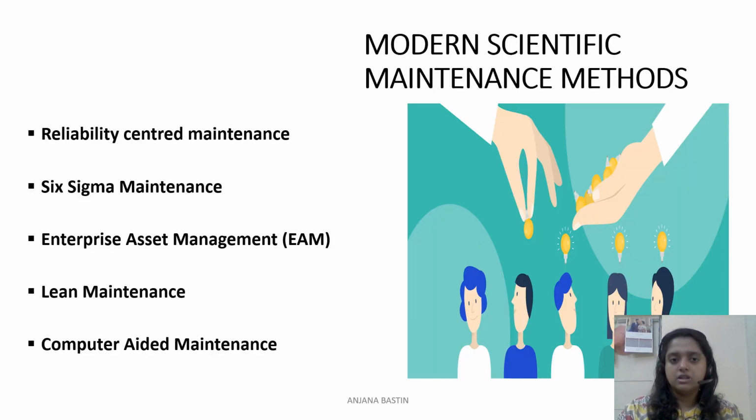Now we have certain modern scientific methods of maintenance. The first one is reliability centered maintenance. What we just discussed: we try to find out whether the machines or the equipment are working to their full capacity, ensuring good performance with the given set of conditions. Whether it is effective or efficient enough is what is maintained under reliability centered maintenance. So you just need to know what these types of maintenance are. That's it. No huge questions from this.